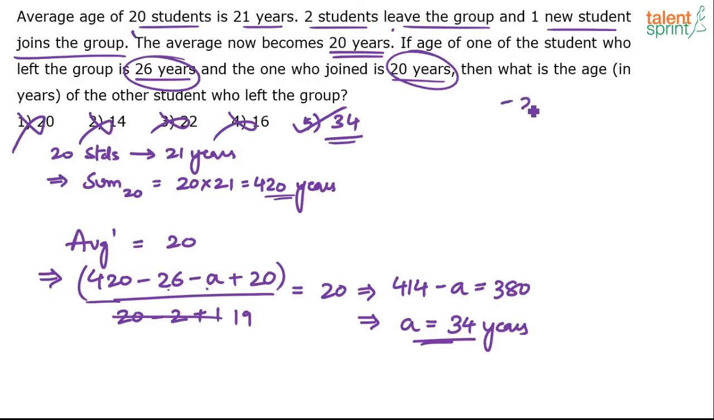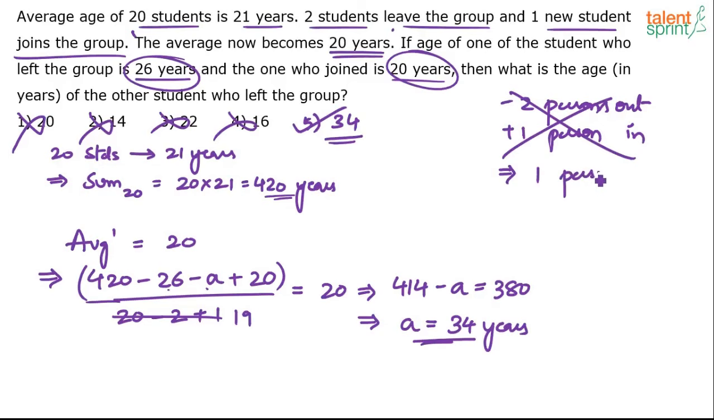You understand? Instead of saying minus 2 persons out and 1 person in, I am saying 1 person out. It is equivalent to 1 person going out, right? But then you have to balance out the other person who has gone out and the person who has come in, right?